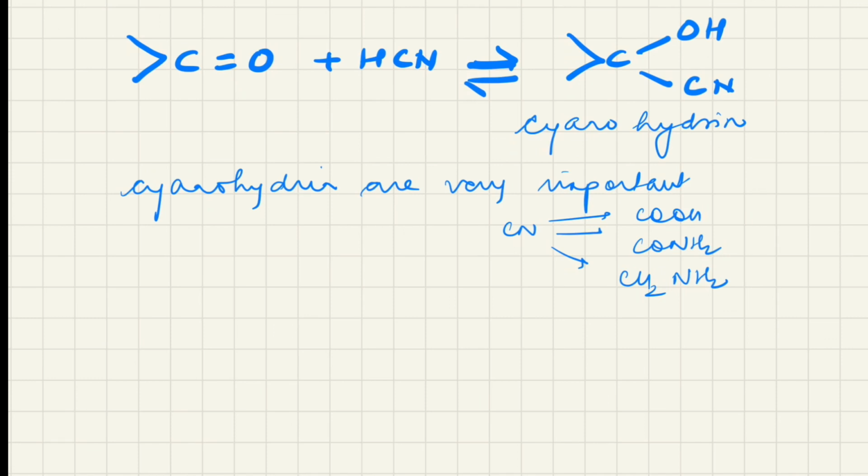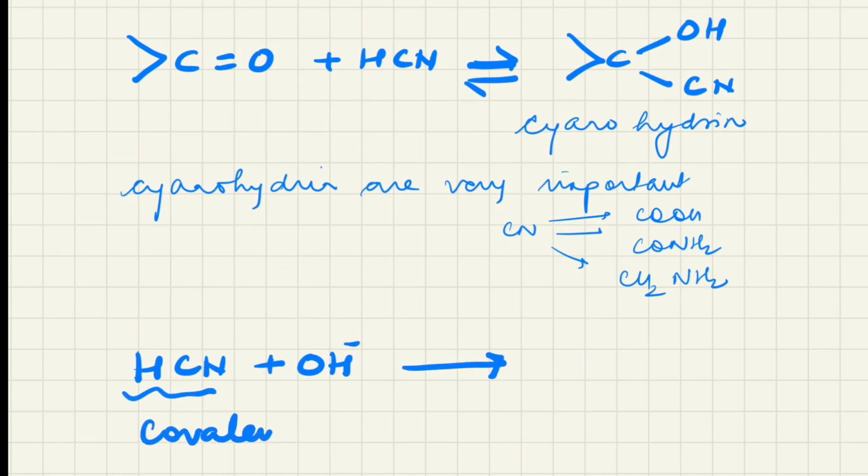Now here something very important: usually reactions take place in acidic medium, but this reaction will require some base. Why? Because HCN is covalent. It is purely covalent. So OH- helps in the removal of H and the nucleophile is easily generated.